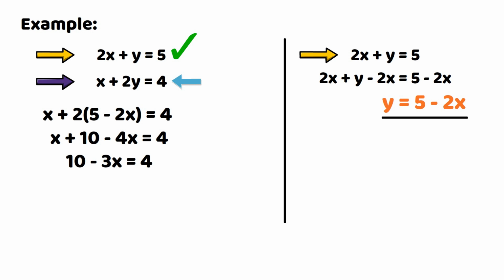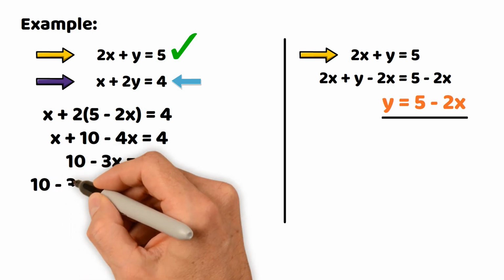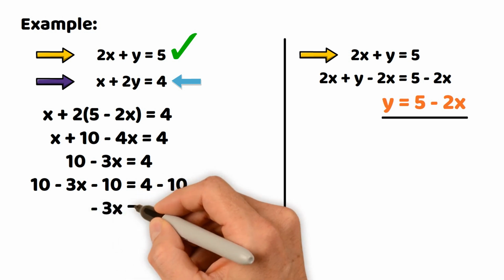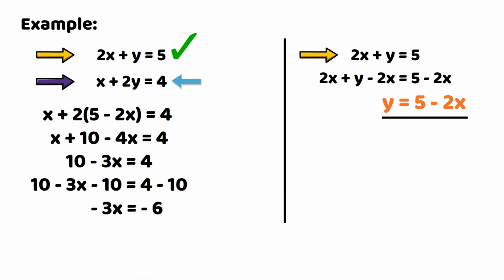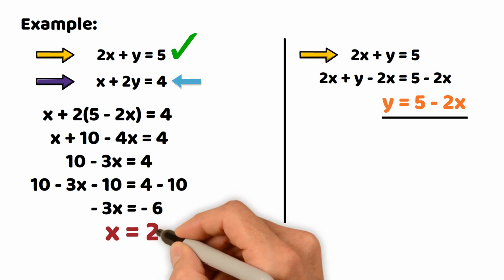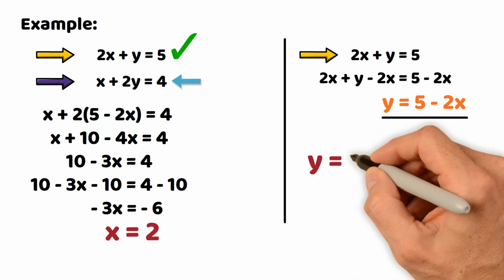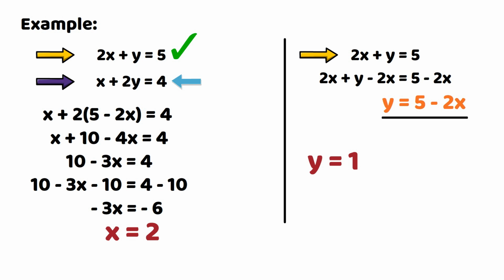This is a linear equation and easy to solve. Subtract 10 from each side, getting negative 3x equals negative 6. Divide each side by negative 3, and we get that x equals 2. Take the x equals 2 and apply it to either equation before, and you'll quickly see that y equals 1 in either equation. That's our answer, x equals 2 and y equals 1.